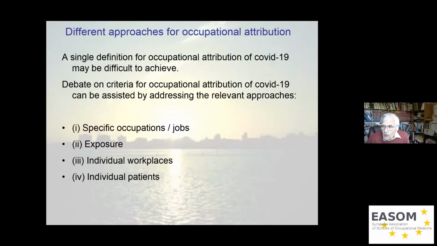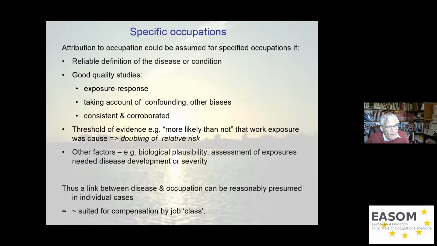So how can we approach this dilemma, this challenge? I'm going to look at this under four headings, which I mentioned earlier, and which I shall now take in turn. Let's take specific occupations. If you have good epidemiological data, and now we have a lot about COVID, where you can reliably define the disease or the condition.